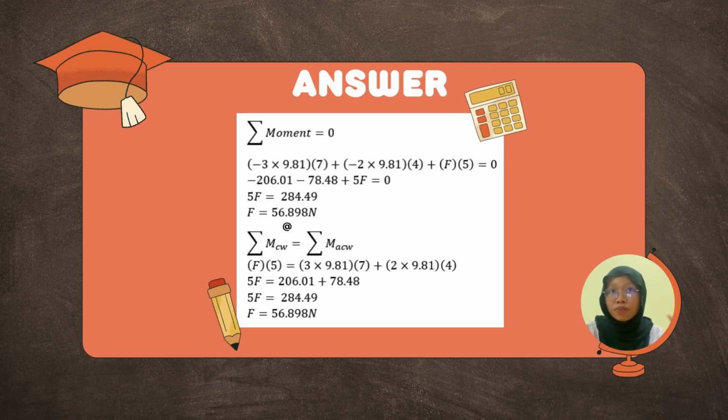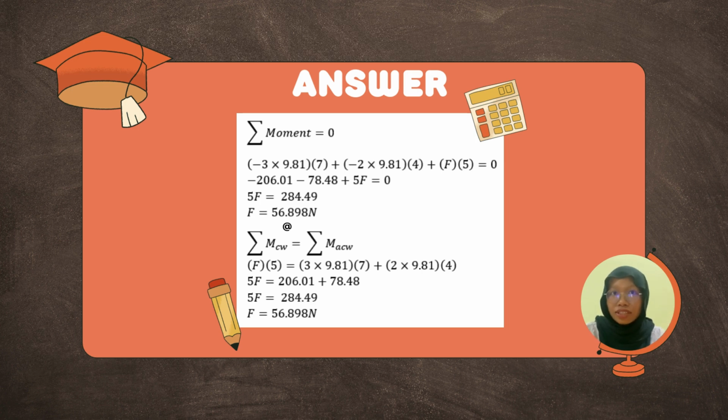First, we are going to solve using total moment equals 0. Since the given masses are in kg, we need to convert them to Newtons by multiplying the 3 and 2 kg by 9.81. Then we multiply by the distances, and set it equal to 0. Then you solve for F, which equals 56.898 Newtons, as you can see.